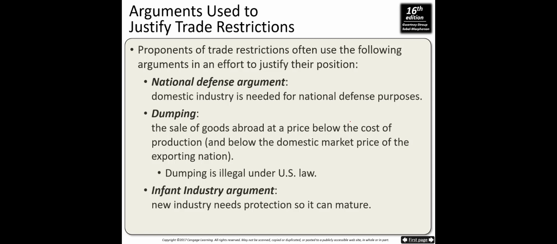The second one is dumping. The sale of goods abroad at a price below the cost of production and below the domestic market price. Therefore, the domestic companies cannot compete. But dumping is illegal under US law. The infant industry argument says that new industries need protection so that they can mature and be ready for competitive markets in the world market.